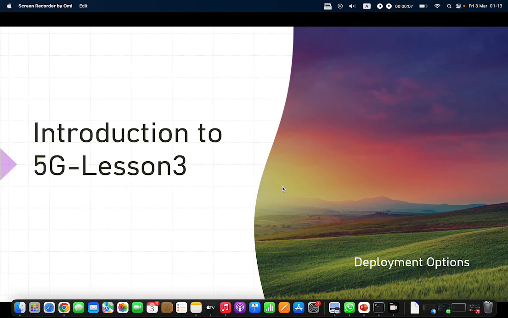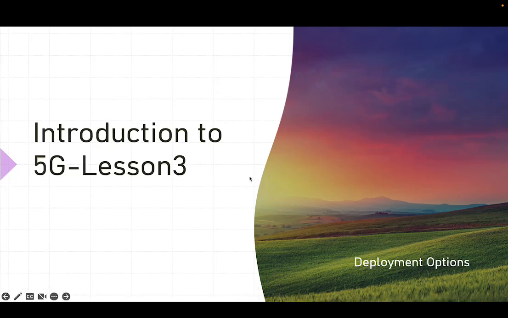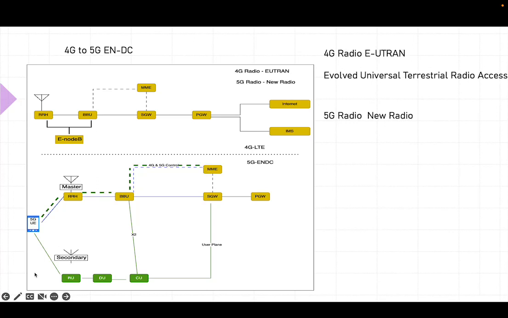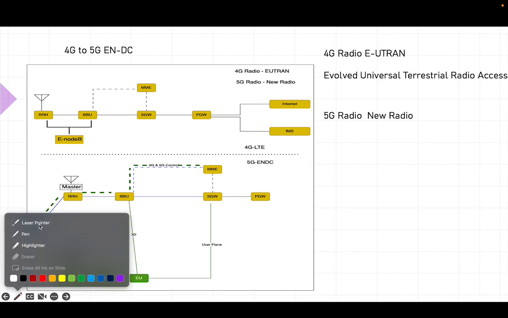Today we are at lesson number 3 and we are going to talk about deployment options that we have for 5G networks. So, the most widely used deployment option is called 4G to 5G ENDC.